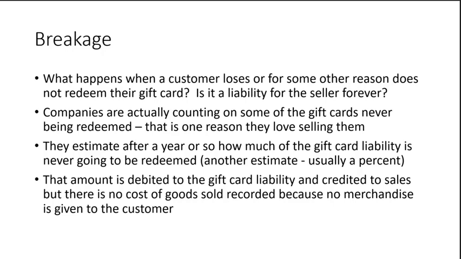So they have a list of all the cards. They may not know exactly who has them, but they know how many have been sold. They have that in the computer. They know what date it was sold, how long it's been. After a year or so, maybe 2 years, they look at the amount of those cards that were sold and have been outstanding for that long and say that some of this is not going to get redeemed. We're going to estimate how much of that. So maybe 25% of that is never going to be redeemed.